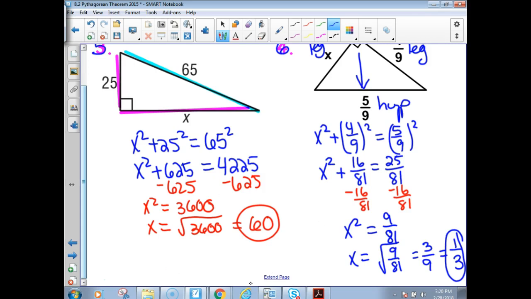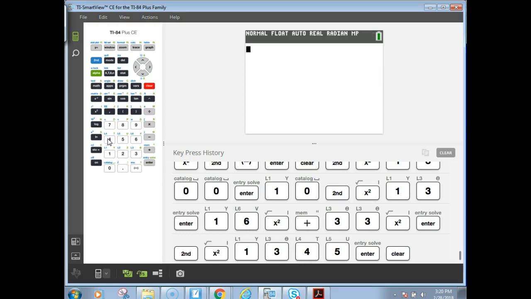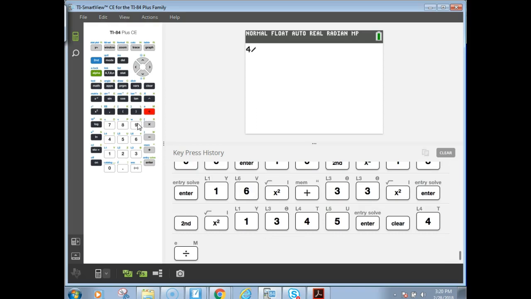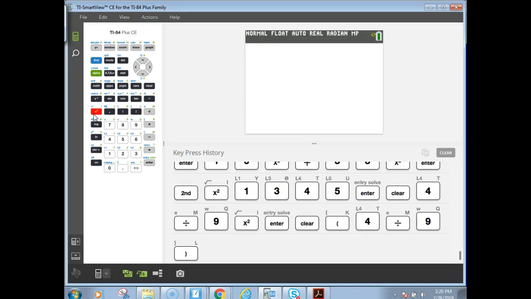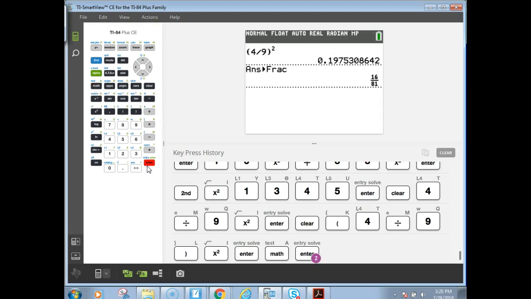Now, can you use a calculator? Yes, and I'll explain how. If you're going to type 4 divided by 9, wasn't that it, the first one? You can't do it like this, because if you hit squared, it will give you a completely wrong answer. Here's why. If you put 4 divided by 9 in parentheses and square it, then you can get the right answer by hitting your math enter button. It will give you back that fraction 16 over 81, just like I told you it was.